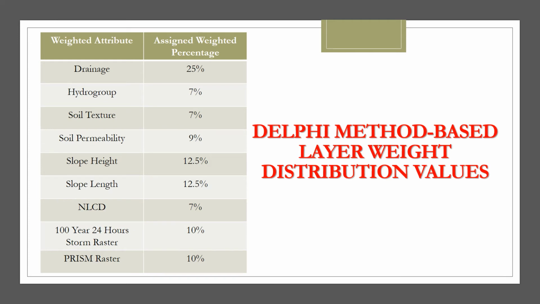So you can see the inverse weighted scores we found, and we assigned these scores to all the input layers. Drainage got the highest, 25%, hydrologic group 7%, soil texture 7%, soil permeability 9%, slope height and slope length got 12.5 and 12.5, NLCD got 7%, and you can check that both precipitation rasters got 10 and 10, that is like 20% weightage.